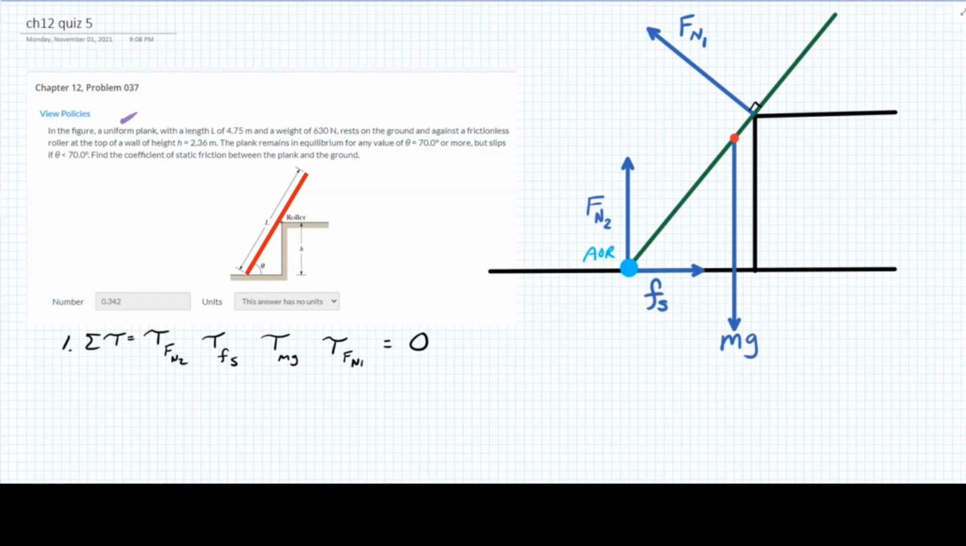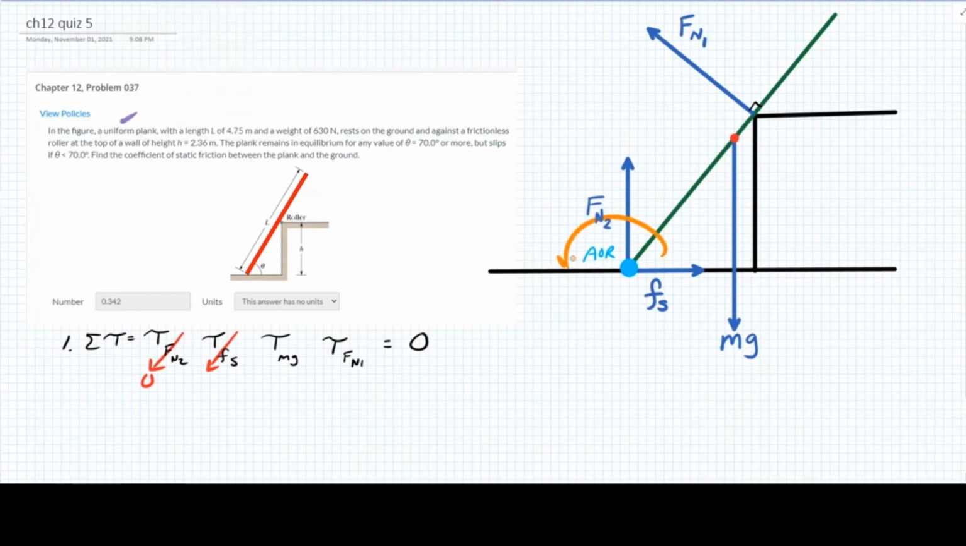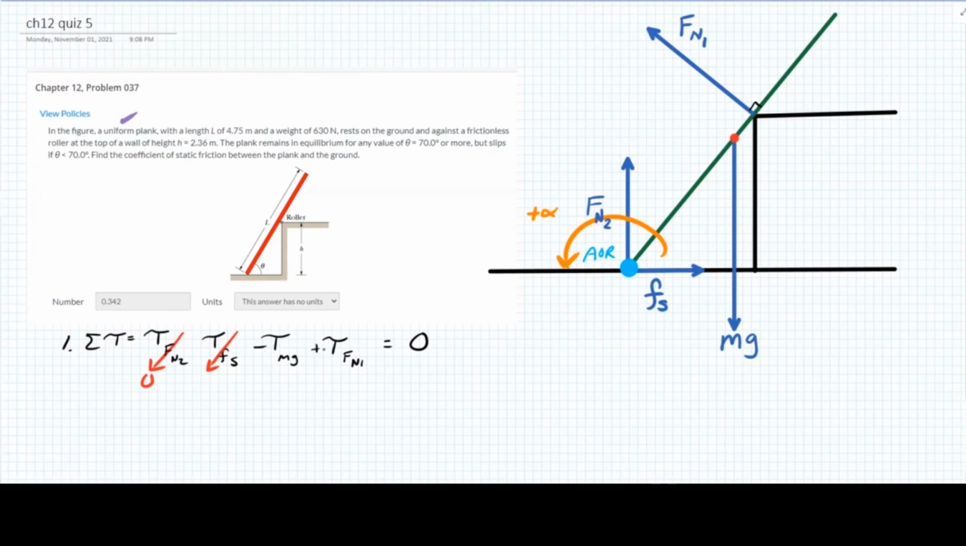And this is the advantage in choosing the AOR the way I did, because right away you can see no torque, no torque. mg is producing a negative torque, plus alpha, so this can have a negative sign. Fn1 is producing a positive torque. So as far as torque analysis is concerned, the torque produced by mg has got to be equal to the torque produced by Fn1.